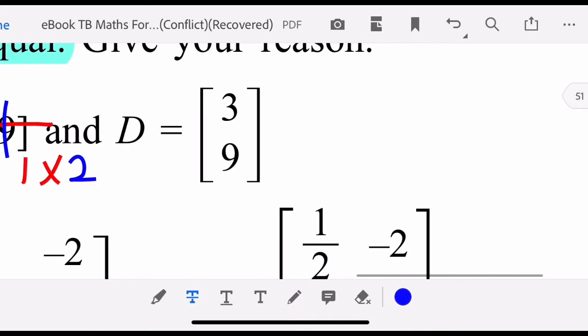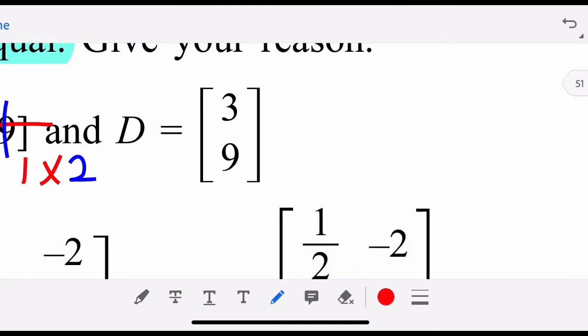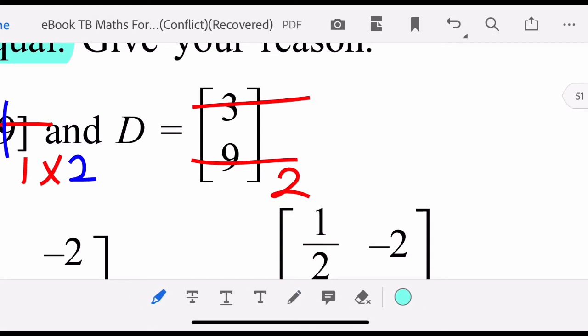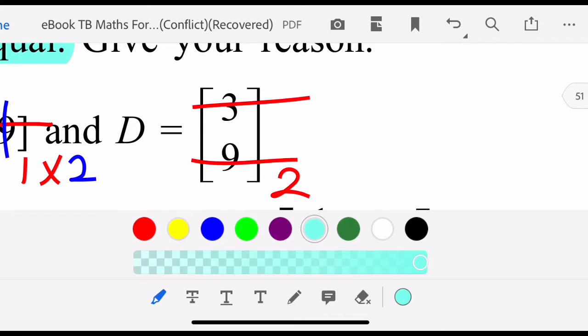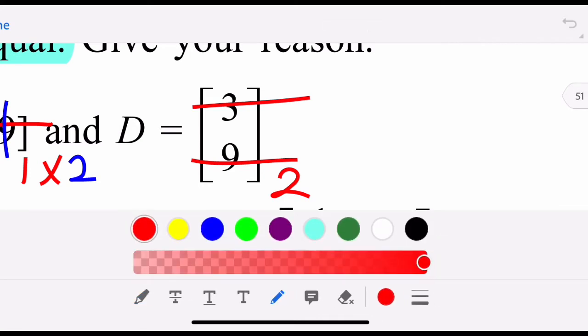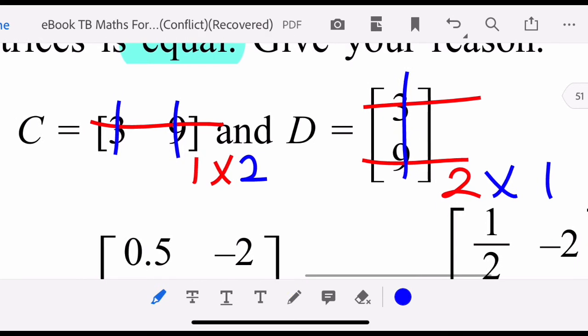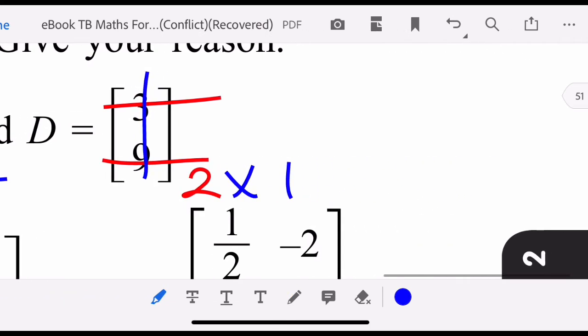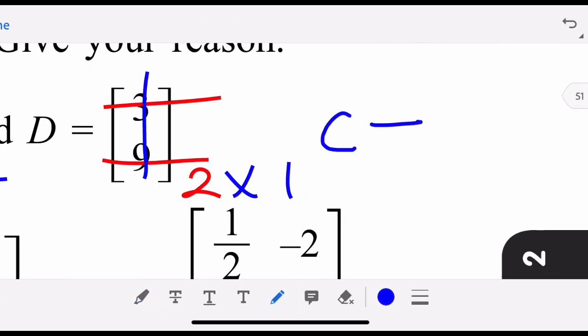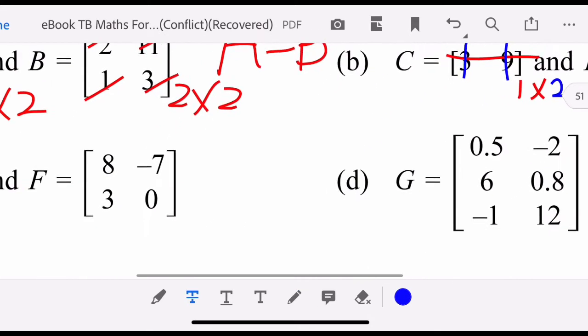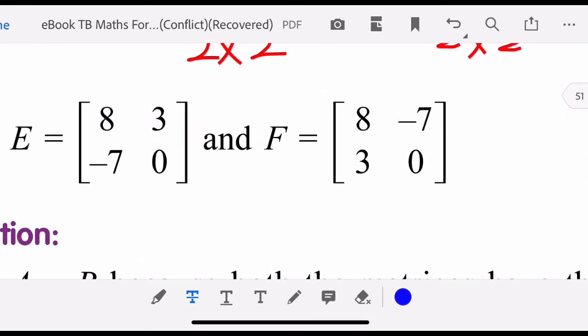How about D? Matrix D has how many rows? 1, 2, 2 rows. So the order is row by column. Then I'm going to change the color. The blue color is only 1 column. So it's 2 by 1. 1 by 2 and 2 by 1, so the orders are not the same. So the conclusion is matrix C is not equal to matrix D. Alright? I hope you understand. It's very simple, right?